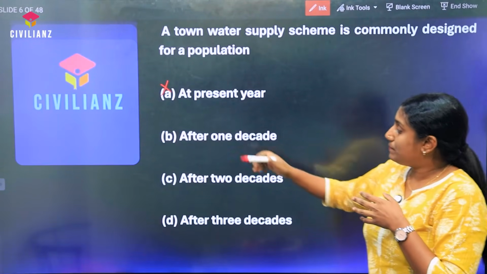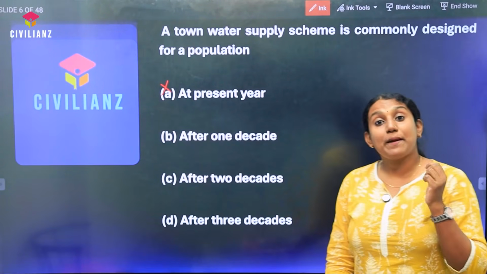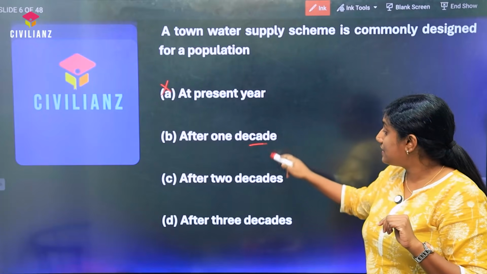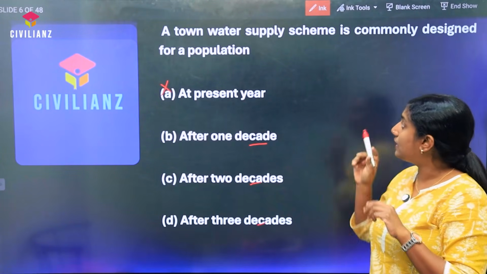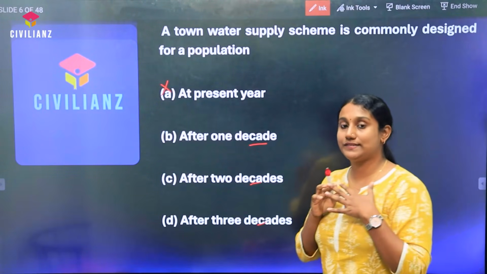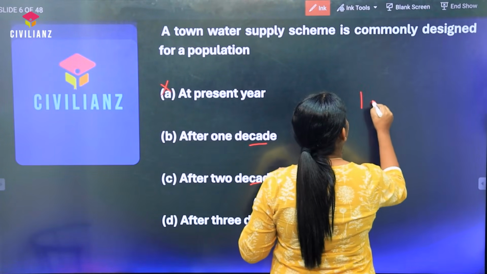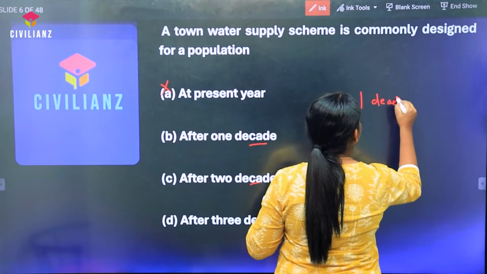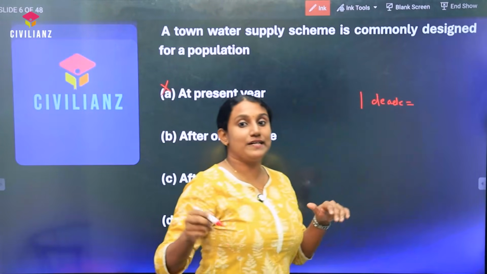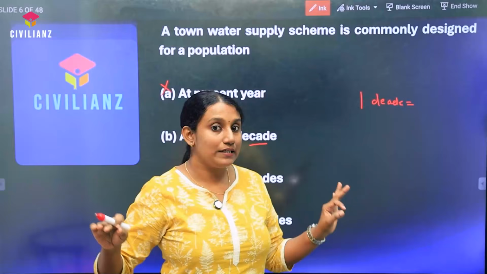And also options B, C, D are mentioned in decades. Okay, decades. What is decades? What do you mean by decades? One decade equals how many years? Please answer. 10 years.